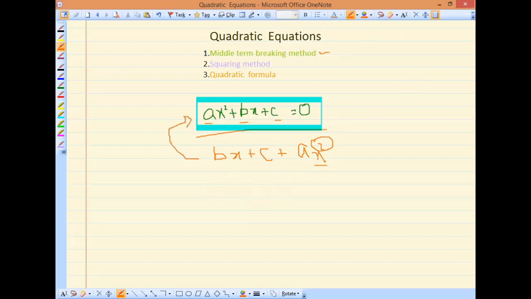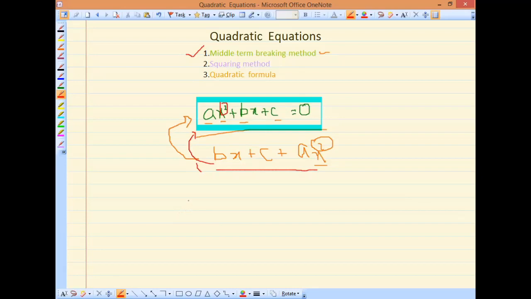The main thing is that we should take care of this x squared, and be very careful whether the square is there or not. If the places are changed, we can just shuffle them and get this kind of equation into this form. Here we are going to do the middle term breaking. The other two methods we will do in other videos. I will upload a separate video for each method. So today, as I told you, we are going to do middle term breaking.